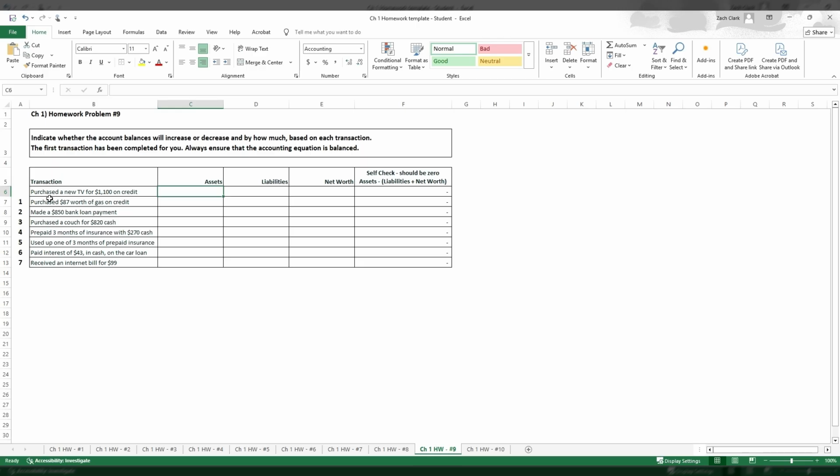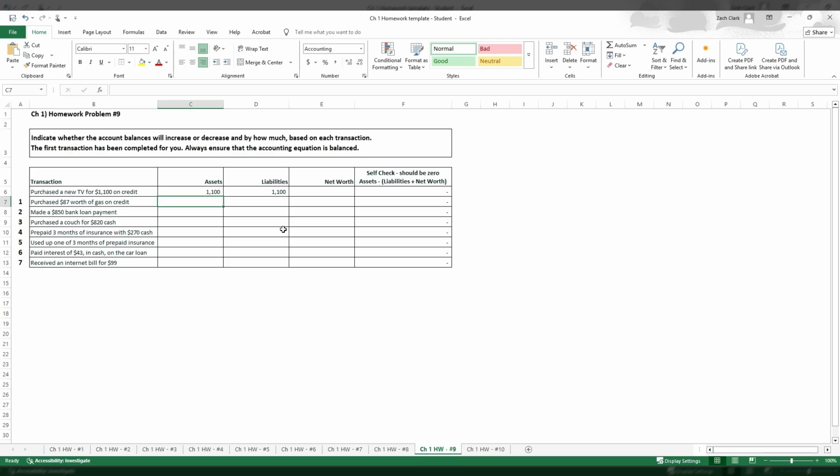Let's just start with our first one. We purchased a new TV for $1,000 on credit. So a TV is something that we own. It is an asset. So our assets will have increased. See, our self-check doesn't go to 0 anymore because we only put the asset side in, but it tells us that we purchased this on credit. So we need to add liabilities to our assets, liabilities, and net worth. And once you do that, you can see that our check figure goes to 0 and we are in balance.